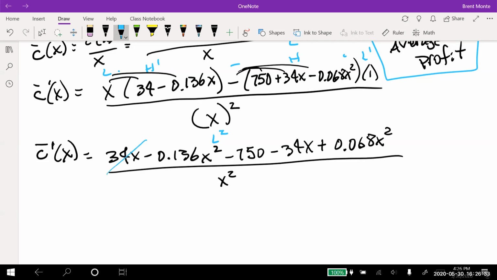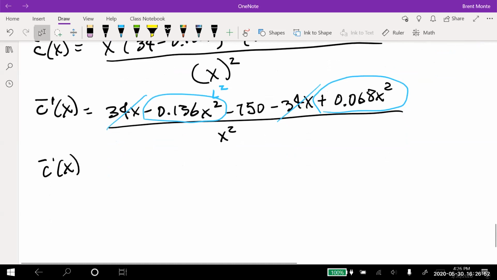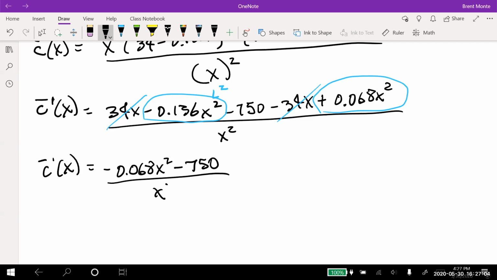Again, this simplifies nicely. This 34x cancels the minus 34x. These two x squareds are like terms, so I can add them together, and I'm getting negative 0.068x squared. C bar prime of x, let's see, negative 0.068x squared minus 750. That top simplified quite nicely, all over x squared. There's the derivative of the average cost.